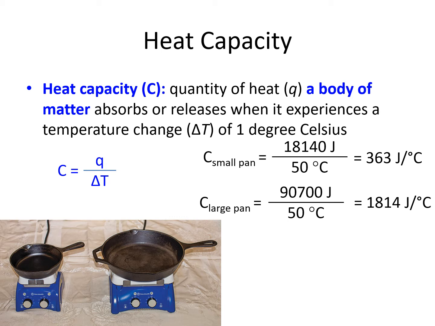Heat capacity is defined as the amount of heat that a body of matter absorbs or releases when it experiences a temperature change, in other words, delta T, of 1 degree Celsius. Delta is a symbol that we use for change, so delta T is a change in temperature. Remember, we use Q as the symbol for heat. We can write the definition of heat capacity in equation form. Capital C, heat capacity, equals Q, quantity of heat, over delta T, change in temperature. The change in temperature is always final temperature minus initial temperature.